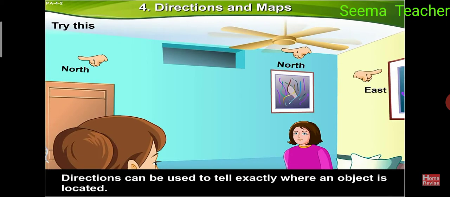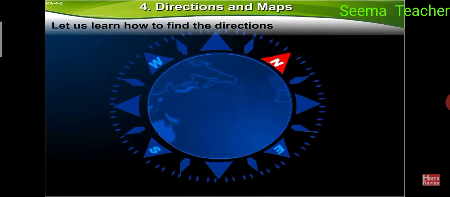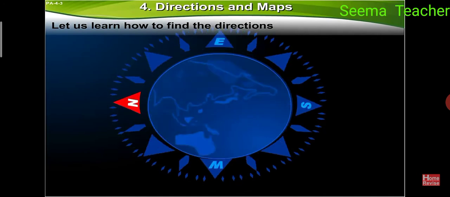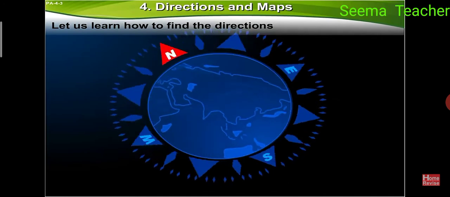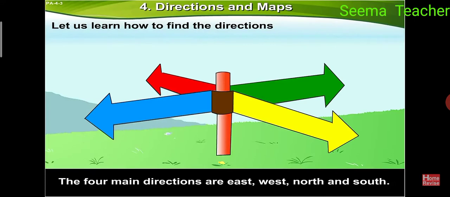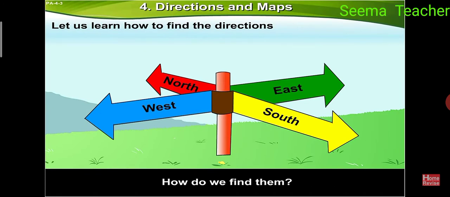North, east. The 4 main directions are east, west, north, and south. How do we find them?